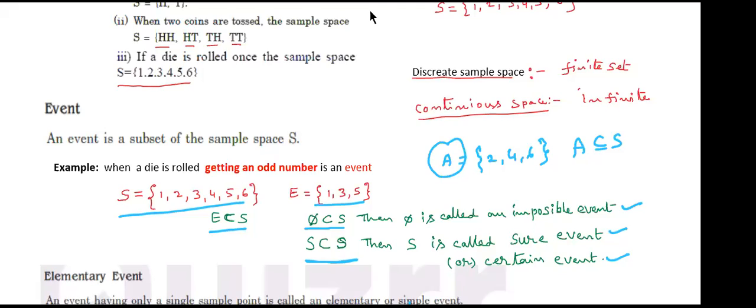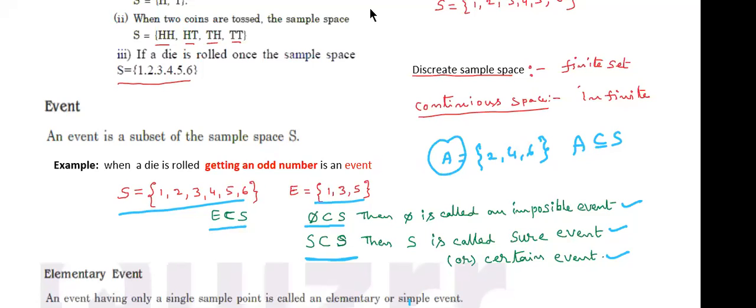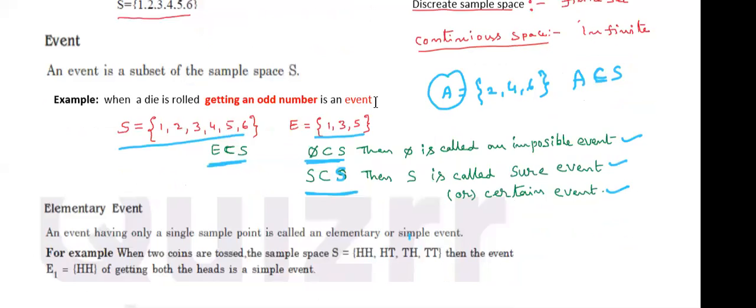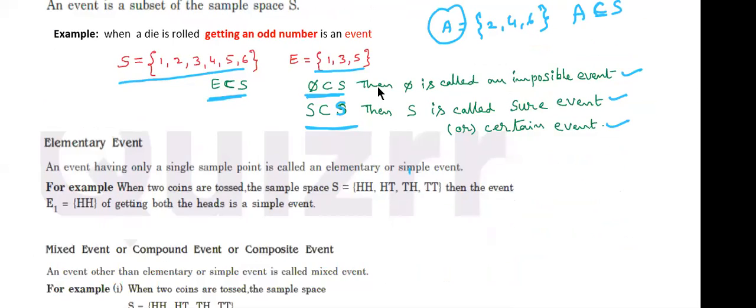Okay students, what does event mean? An event is a subset of the sample space. Example: when a die is rolled, getting an odd number is an event, and getting an even number is also an event. So here, E is a subset of S and A is also a subset of S. The null set is also a subset of the given set. Now, pi is a subset of the sample space, then pi is called an impossible event. S is a subset of S, then S is called a sure event or certain event.